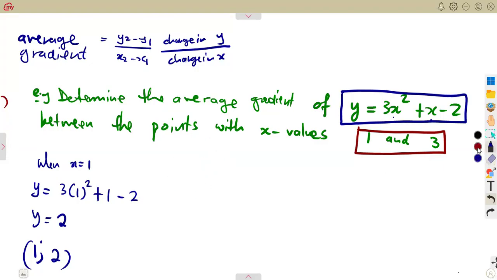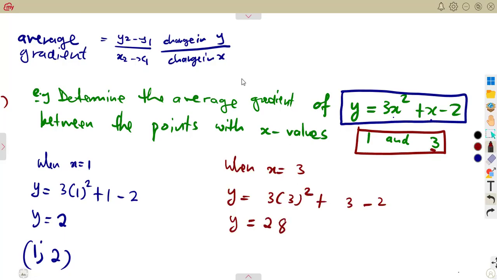The same thing you're going to consider when x is equal, because we have got the x value, which is 3. When x is 3, substitute into the function, 3 into 3 squared in place of x plus a 3 in place of x minus a 2. That is, you must substitute everything that you are given in place of x. So you have to simplify each and every part that you are given there. That was going to be something like 28. If you substitute properly, that is what you're going to have.